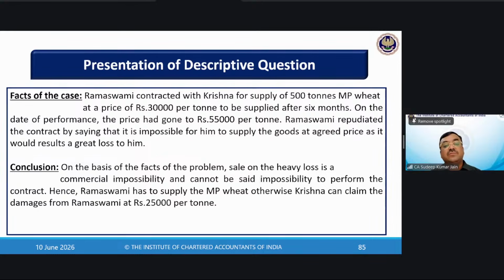On the basis of the facts of the problem, sale at a heavy loss is commercial impossibility and cannot be said to be impossibility to perform the contract. Hence, Ramaswamy has to supply the MP wheat, otherwise Krishna can claim the damages from Ramaswamy at rupees 25,000 per ton. Right?